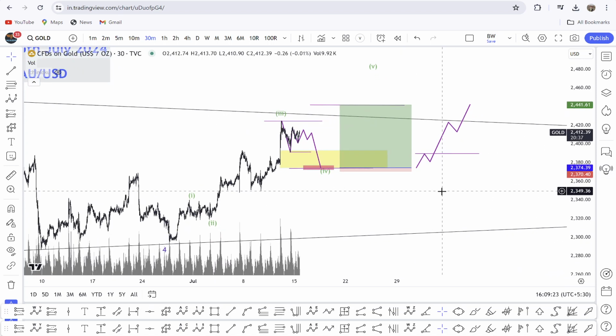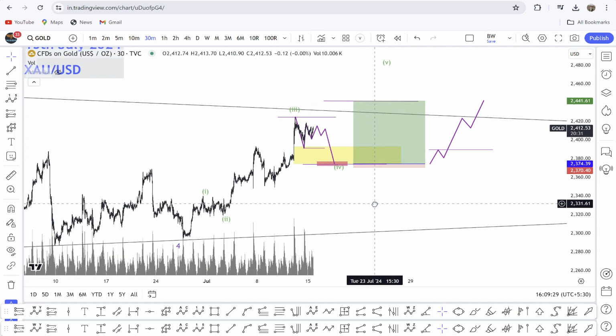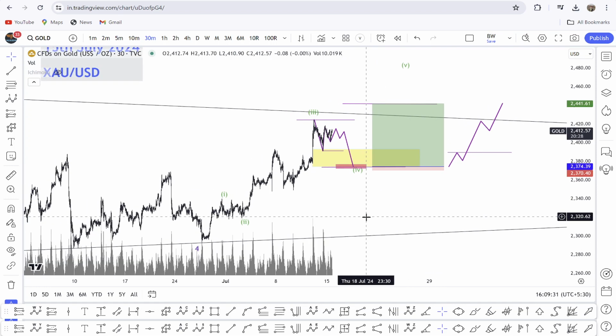I mostly try to get more than 1:10 risk reward. So this is how I trade.